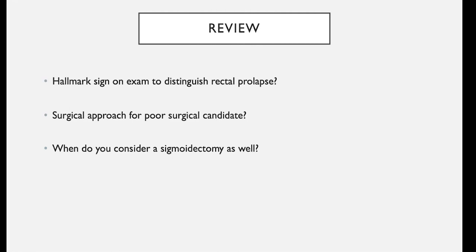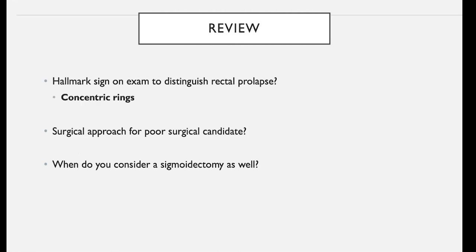What is the hallmark sign on exam that you can see with rectal prolapse? Like, how would you distinguish it from prolapsed hemorrhoids, for example? Yeah, seeing the circumferential mucosa. Perfect. Yep, the circumferential rings.